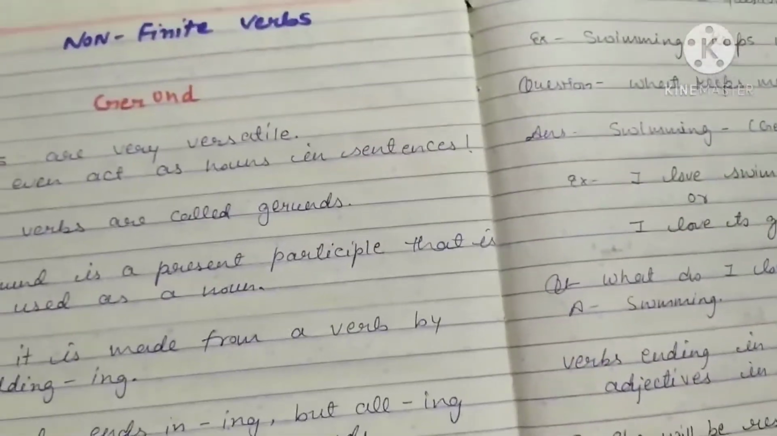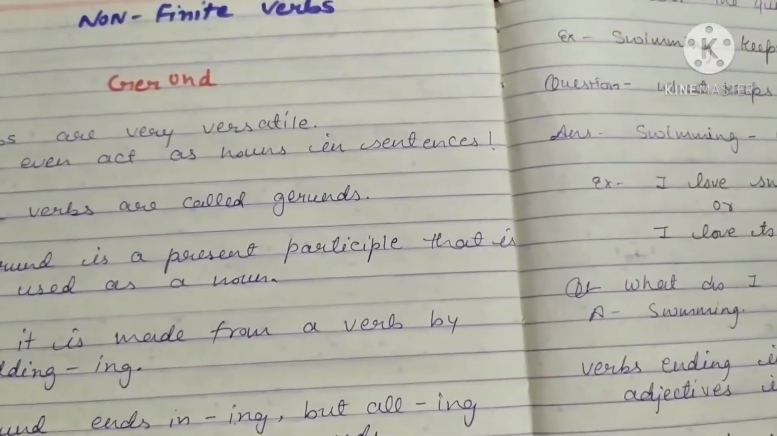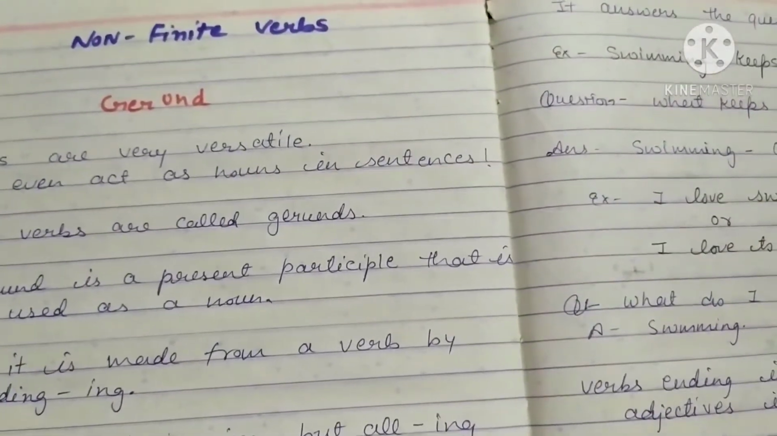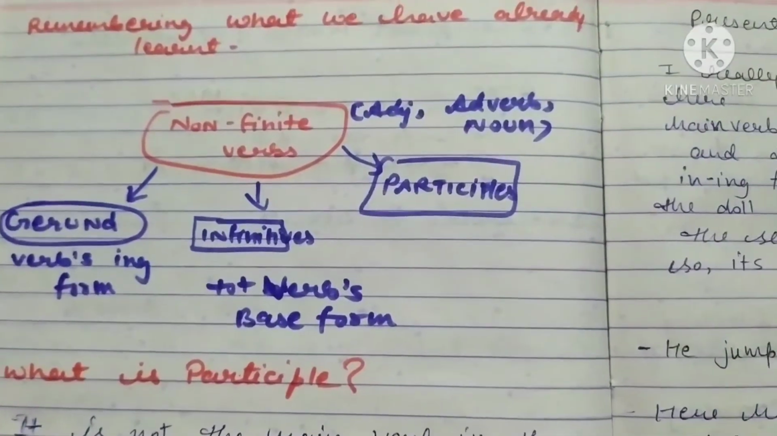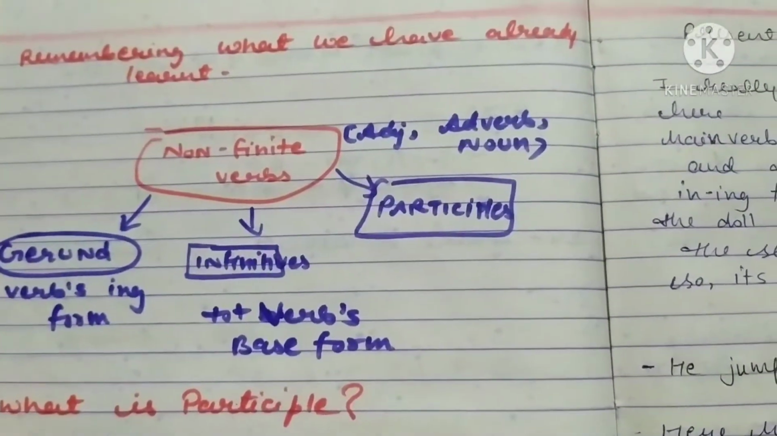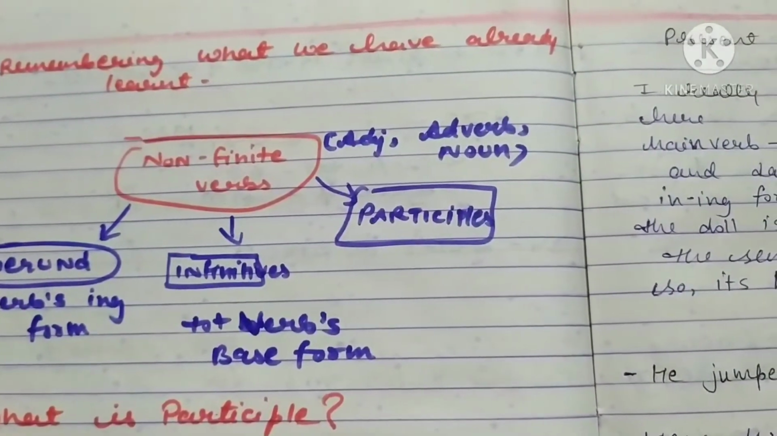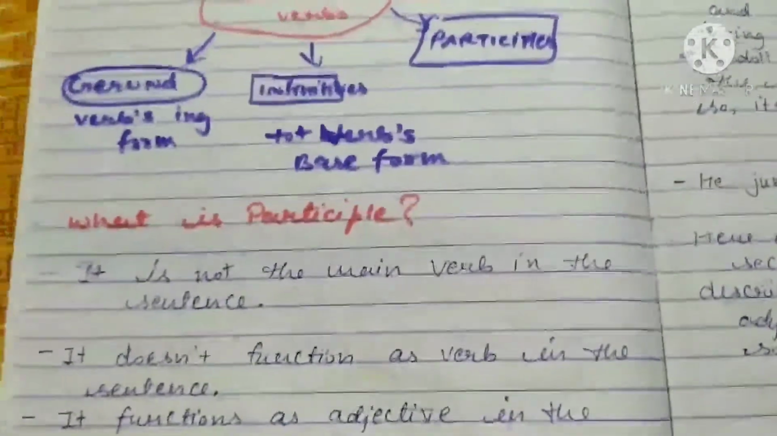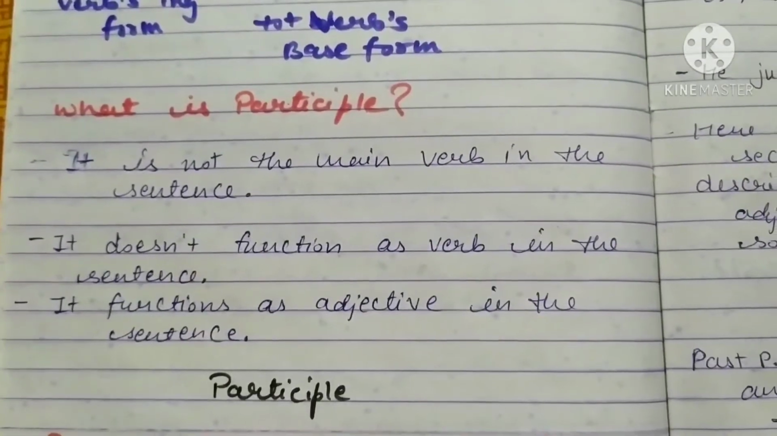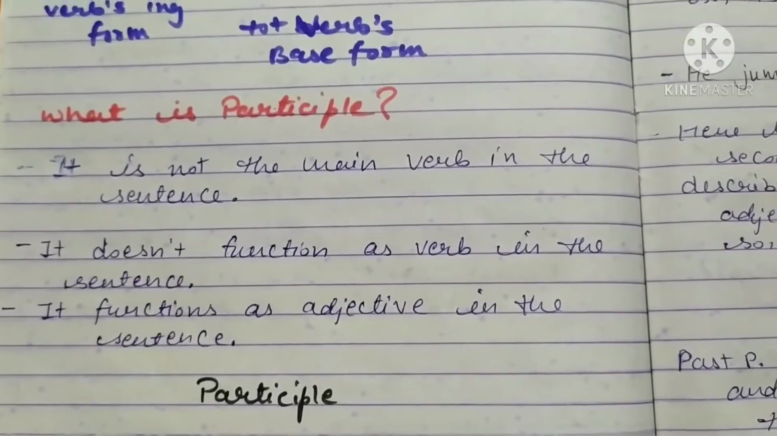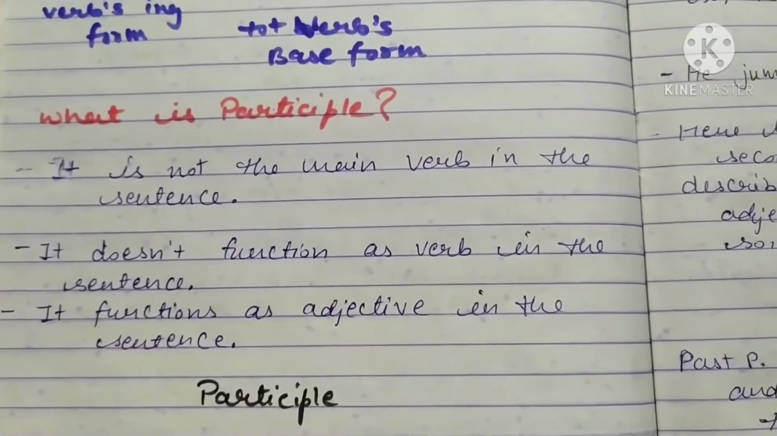Now we will see the participle, which is the last topic in this chapter, non-finite verb. In the previous video, we already discussed the gerunds and infinitives. So now we discuss the participle. What is a participle? First of all, we know three points about the participle. It is not the main verb in the sentence.